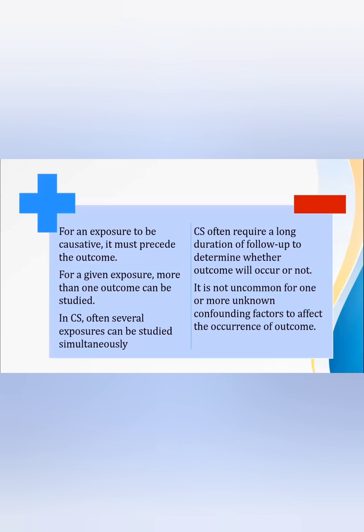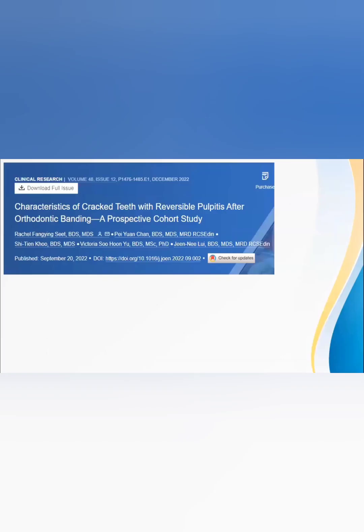What are the advantages of cohort studies? For exposure to be causative, it must precede the outcome. For a given exposure, more than one outcome can be studied. That is, several exposures can be studied simultaneously. The negatives are that it requires a long duration of follow-up to determine whether the outcome will occur or not. It is not uncommon for one or more unknown confounding factors to affect the occurrence of the outcome.